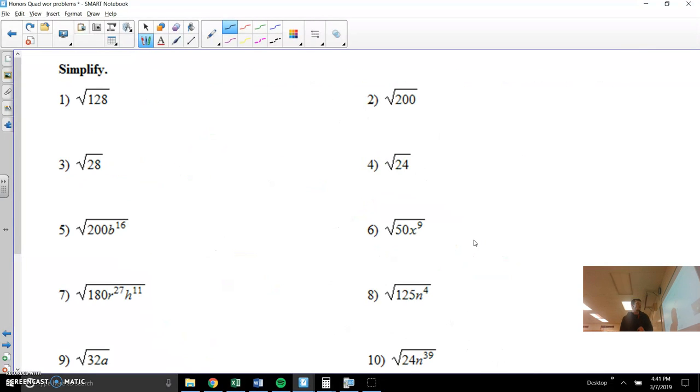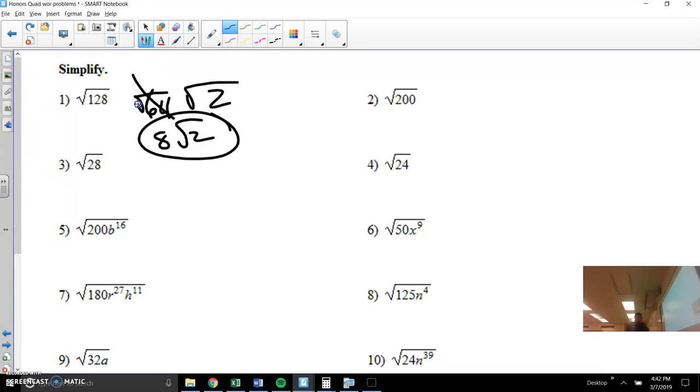Okay, all right, so let's talk about simplifying non-perfect squares using perfect squares. For this first one, if I want to break this up, I think about two numbers that are perfect squares, and I want the biggest one that multiplies to be 128. I'm thinking 64 times 2. The square root of 64 is 8, and then you're left with the square root of 2.